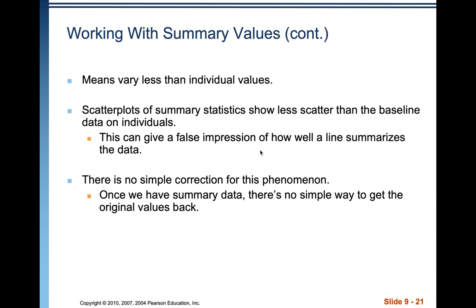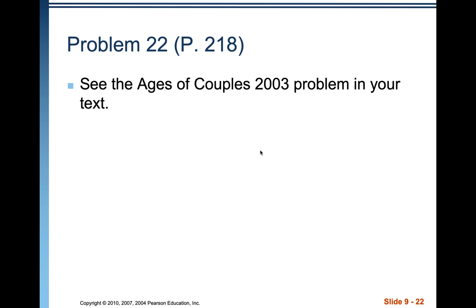So it gives a false impression of how well a line summarizes the data if there's any ambiguity left where people might think it's for individuals. It needs to be clearly stated if you are using averages, mean values, as your points in your linear model. There's no simple correction for this phenomenon. Once we have summary data, there's no simple way to get the original values back.